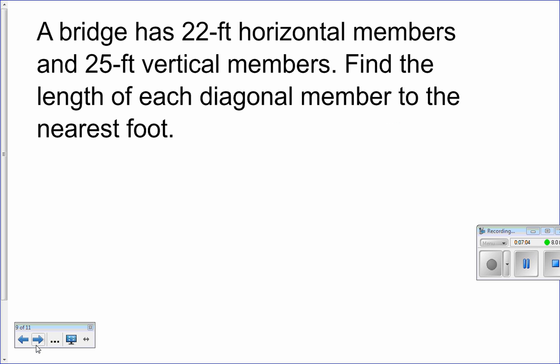Go ahead and try this one. It's exactly like the problem before. If it helps, you can draw a triangle. The vertical, up and down, horizontal, left to right.